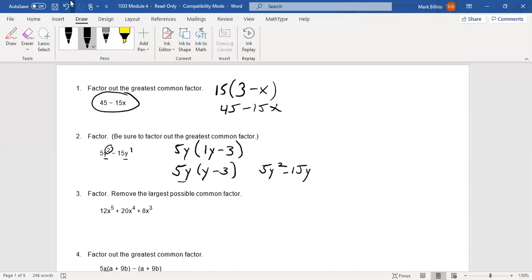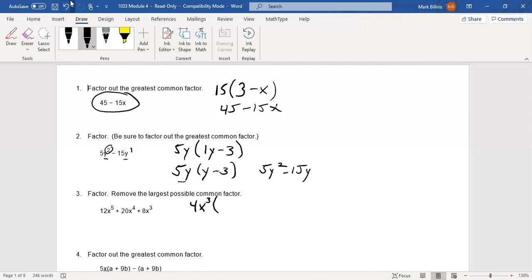Our next problem, again, we're going to remove the largest possible common factor of 12x to the 5th plus 20x to the 4th plus 8x cubed, or to the 3rd power. So again, what you're going to do is compare 12, 20, and 8. What's the largest number that divides into all three of those? And that would be 4. Now, each term has the variable x. How many do we take out? We take out the one with the smallest exponent, which in this case is 3. So our greatest common factor is 4x to the 3rd.